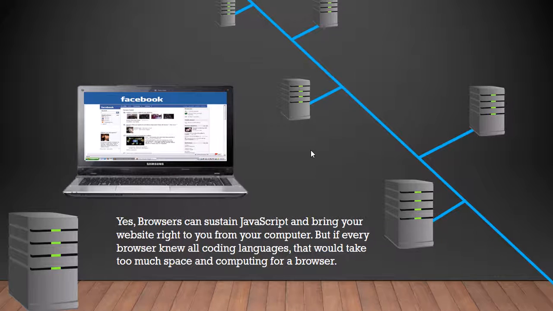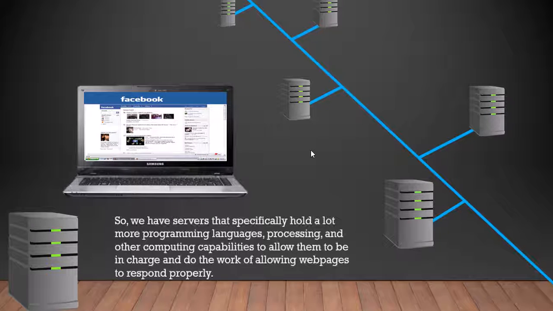People can program certain code so that servers know what to do when certain things happen on a web page. So we have servers that specifically hold a lot more programming languages, processing, and other computing capabilities to allow them to be in charge and do the work of allowing web pages to respond properly. And that's the main purpose of servers. They do a lot of work for us to make the internet work, essentially. They are very powerful machines, and there are so many of them for many different websites and many different actions and capabilities.